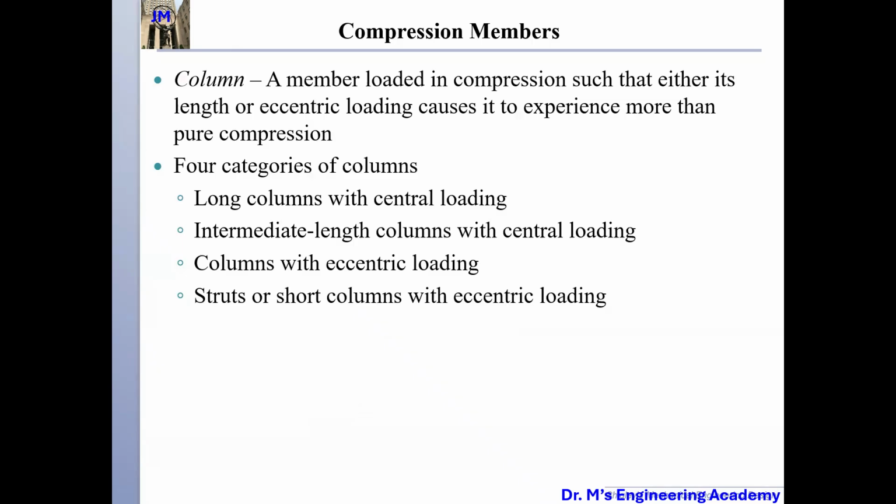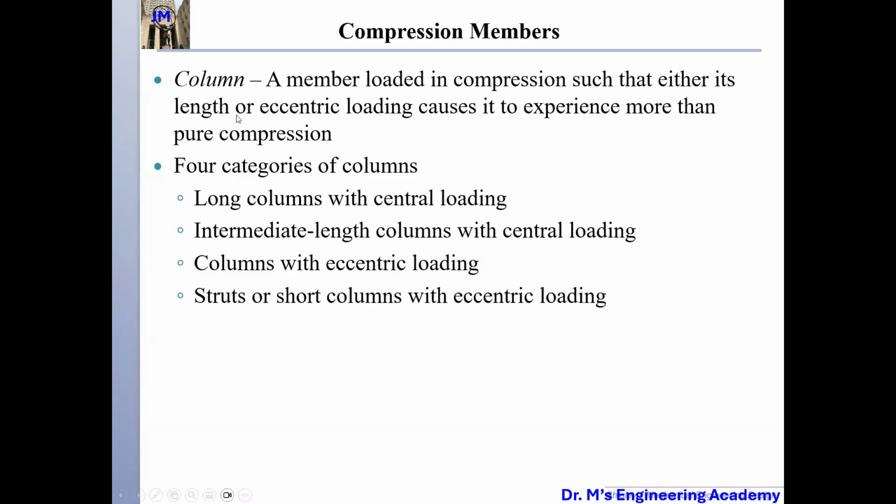Compression members means we just compress the structure. The column: a member loaded in compression such that either its length or eccentric loading causes it to experience more than pure compression. Either its length or eccentric loading. Eccentric loading means that the loading condition is not along your centroidal axis. That's called eccentric loading.